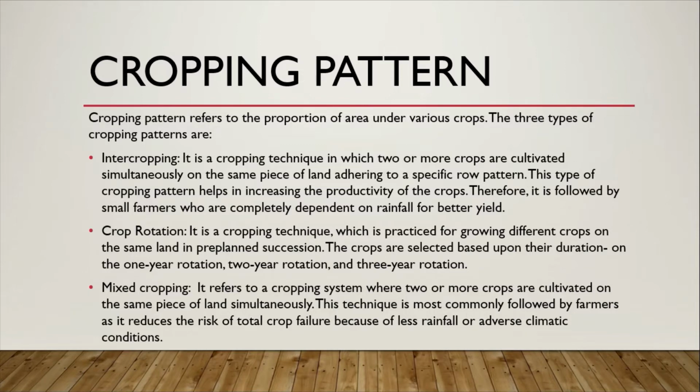Crop rotation is a cropping technique which is practiced for growing different crops on the same land in pre-planned succession. The crops are selected based upon their duration in the 1-year rotation, 2-year rotation, and 3-year rotation.